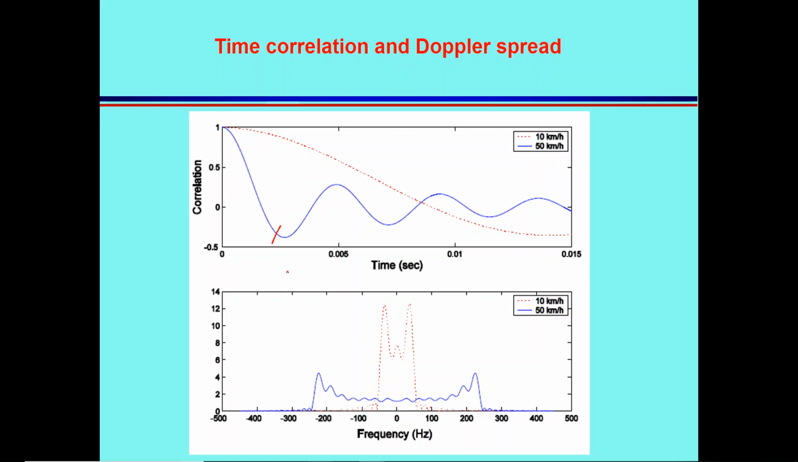Now, how does this translate to Doppler spread? The more variation in time, the less coherence time, the more Doppler spread. So this blue curve corresponds to this spreading, and this red one corresponds to this. This is with respect to Doppler. Does this make sense to you? If I give you this and tell you this is the coherence time, find the Doppler spectrum, Doppler frequency, you must be able to find that.